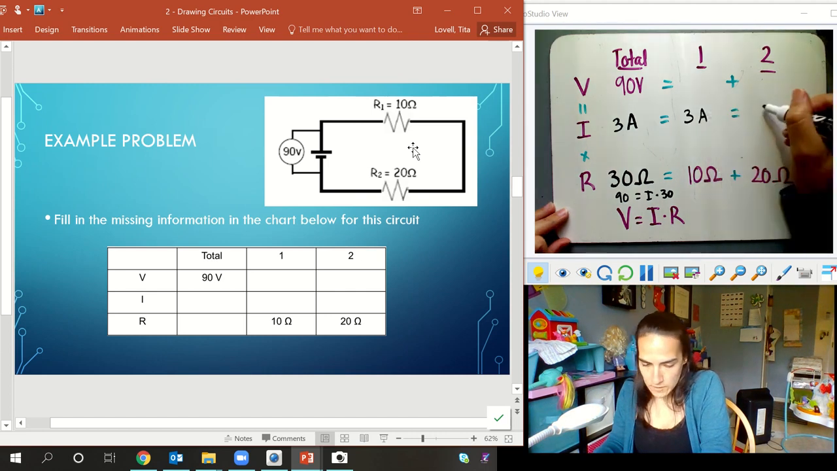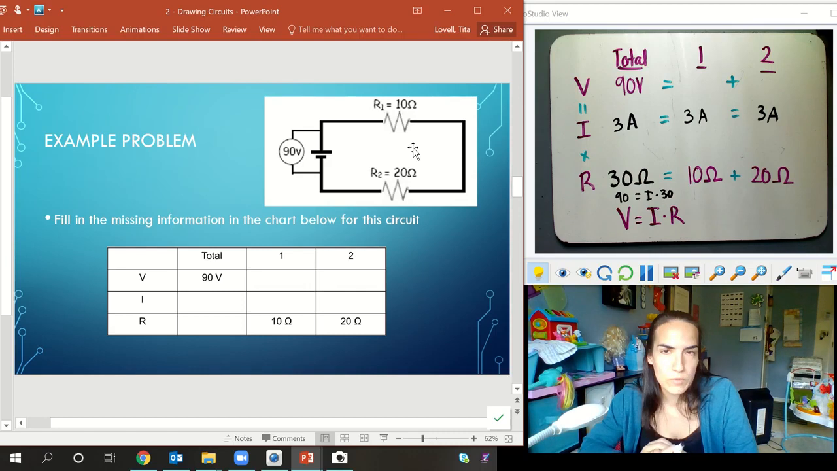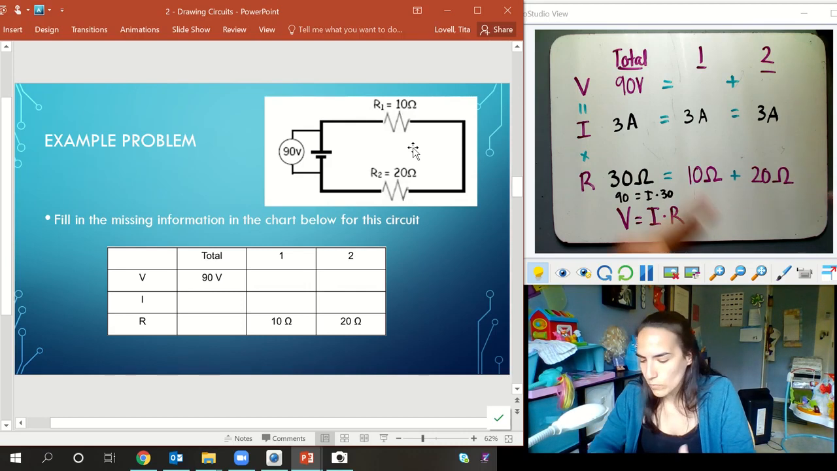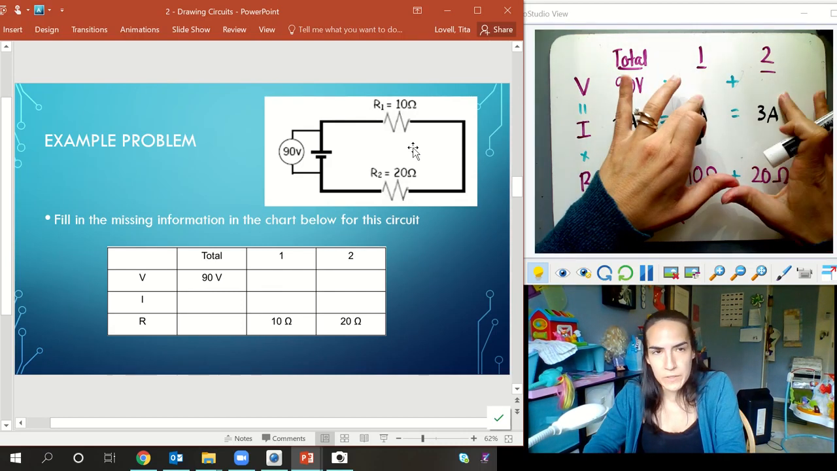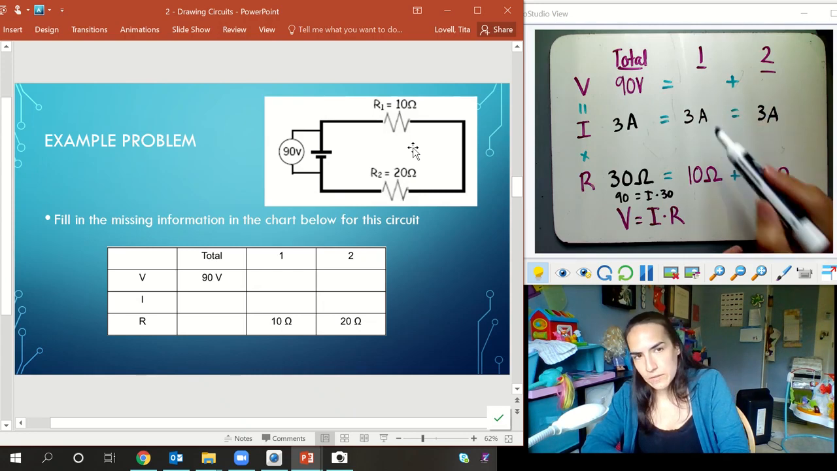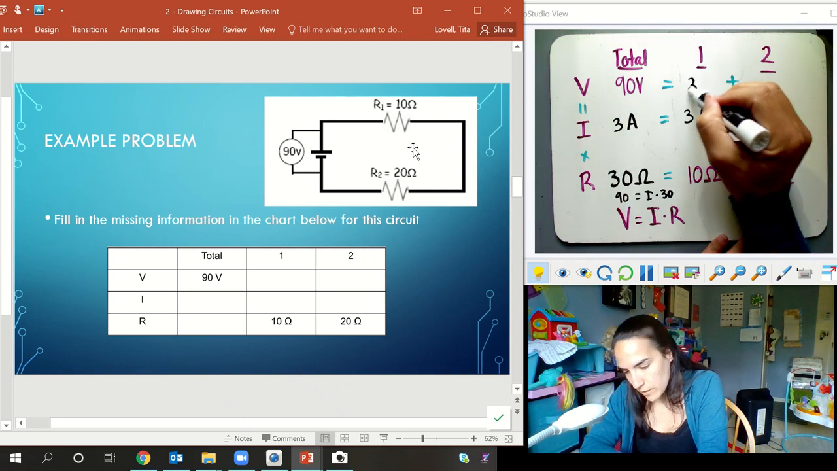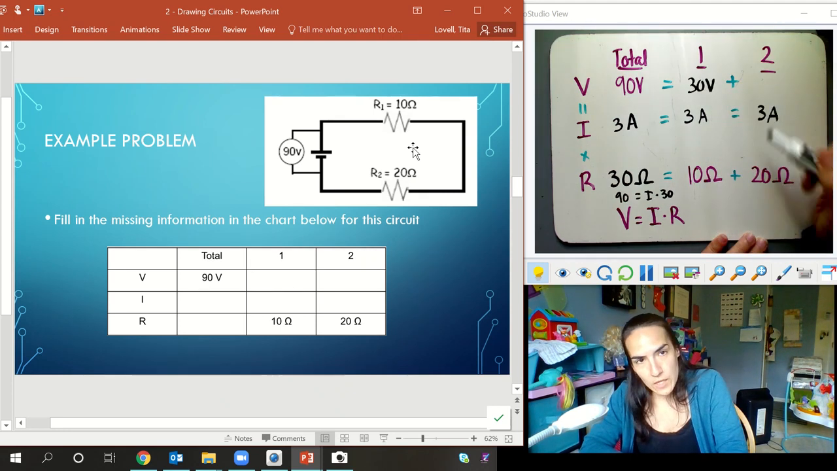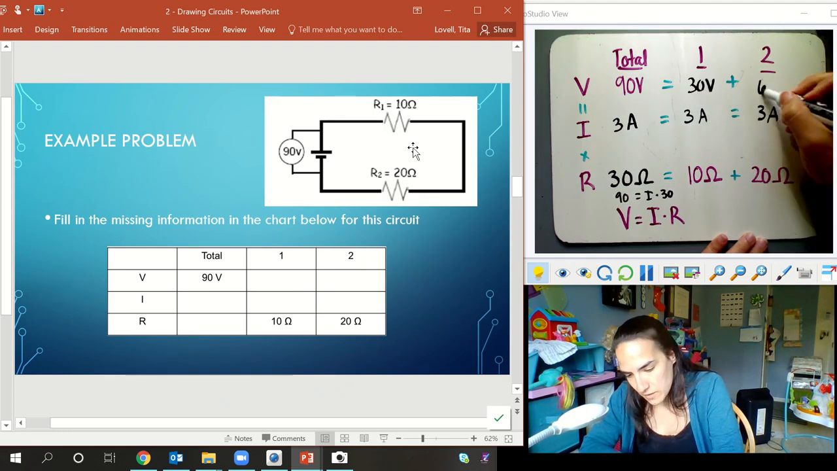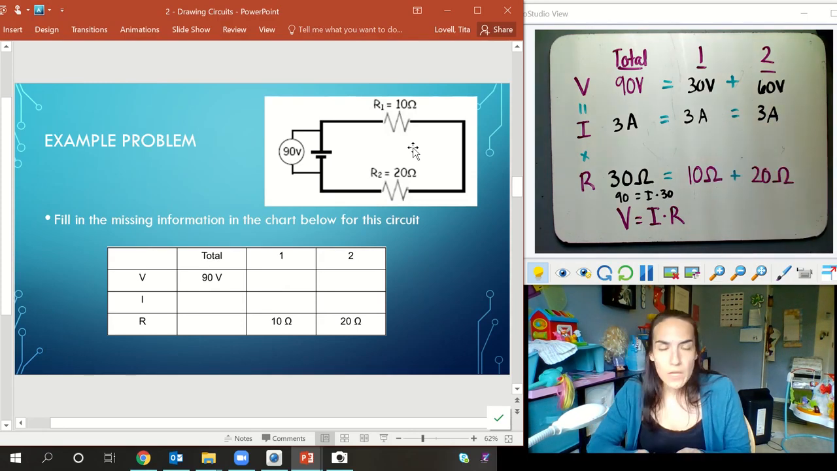From here, I can fill in this entire row. That can be one of the first things that you do in a series circuit, if you know the current for every single resistor, no matter how many there are. Now the last step is to fill in the last two pieces. Really simple, down the column, as a reminder, V equals I times R. So 3 times 10 is going to give me 30. And then 3 times 20 is going to give me 60. To verify, 60 plus 30 gives me 90. And that's how you would tackle a series circuit.